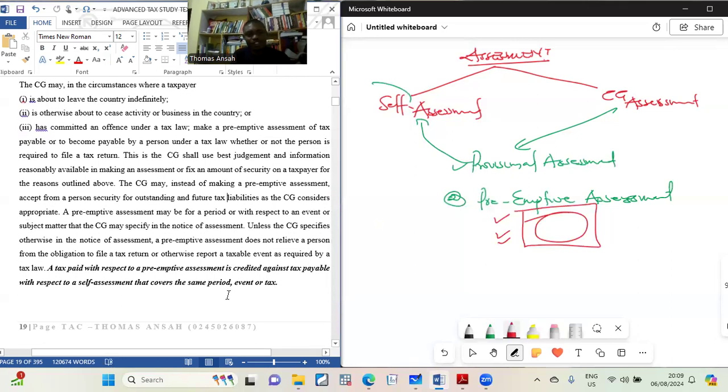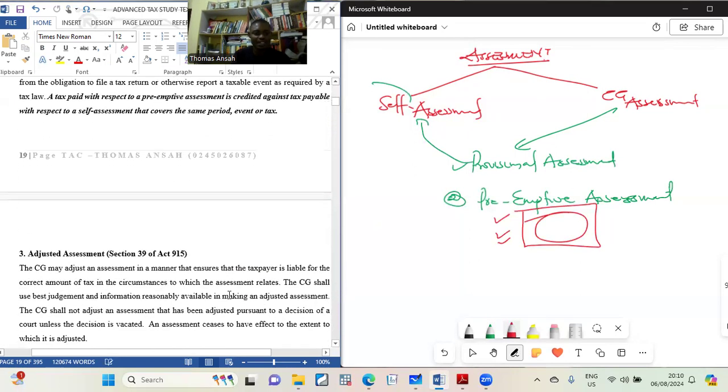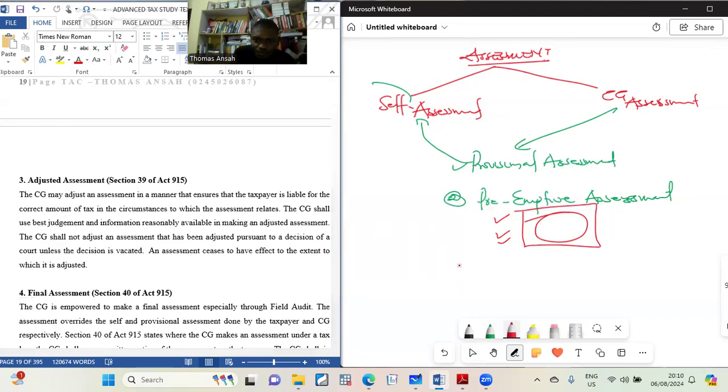All right. The preemptive assessment is not a final tax assessment. It's just a preemptive assessment. And whatever you pay will be credited to your account. So basically, that is that. Then we have 3, adjusted assessment. So the adjusted assessment, if he did a provisional assessment on you and new information comes to light, he can now do additional assessment on you. That is what we call adjusted assessment.